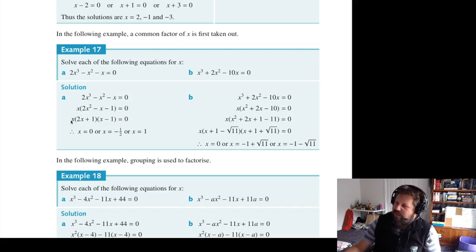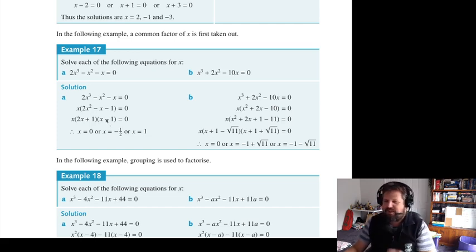x has to be equal to 0 for this to be equal to 0 using the null factor law. This bracket here, 2x plus 1, has to be equal to 0. Rearranging things, you get x equals negative a half. Last but not least, x take away 1 has to be equal to 0. Moving things around, we get x equals positive 1. Cool, achievable. Tick.